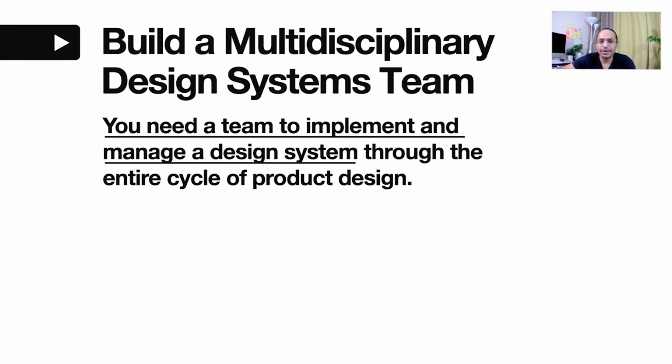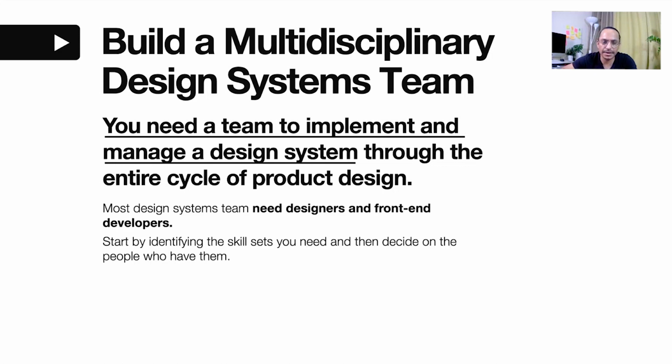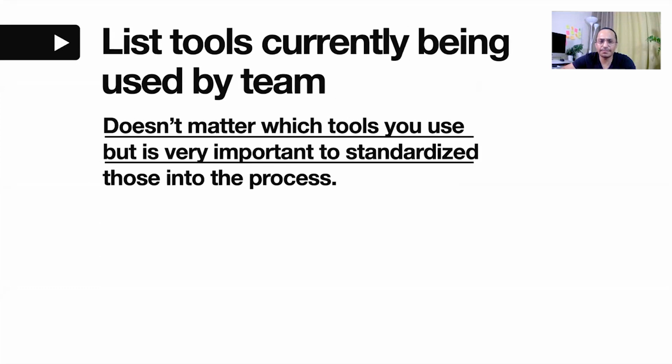And once you have this, create a design system team. Okay, get one person from each team. You need a team to implement and manage a design system throughout the entire cycle of product design. So it's a huge work, right? Most design system teams need designers and front-end developers. Start by identifying the skill sets you need, then decide on the people who have them, and bring them to work on it.